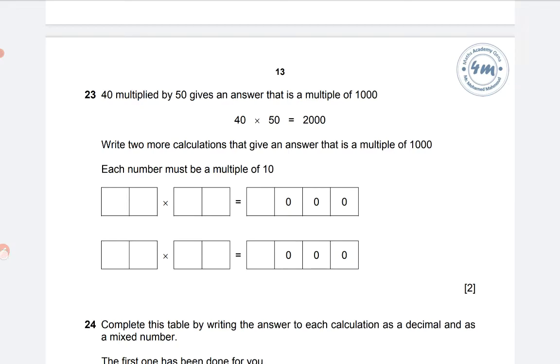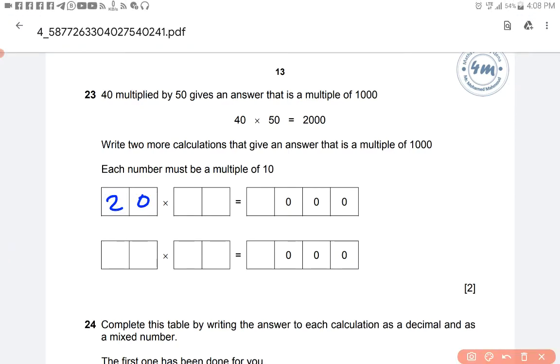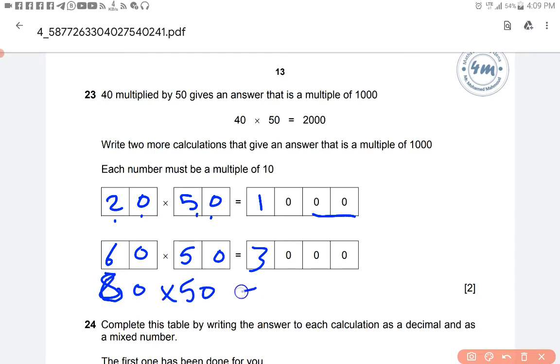You can make 20 times 50, the two zeros here, and 2 times 5 will be 10, so it will be 1000. And you can make 50 times 50, it will be 3000. And you can make 80 times 50, it will be 4000.